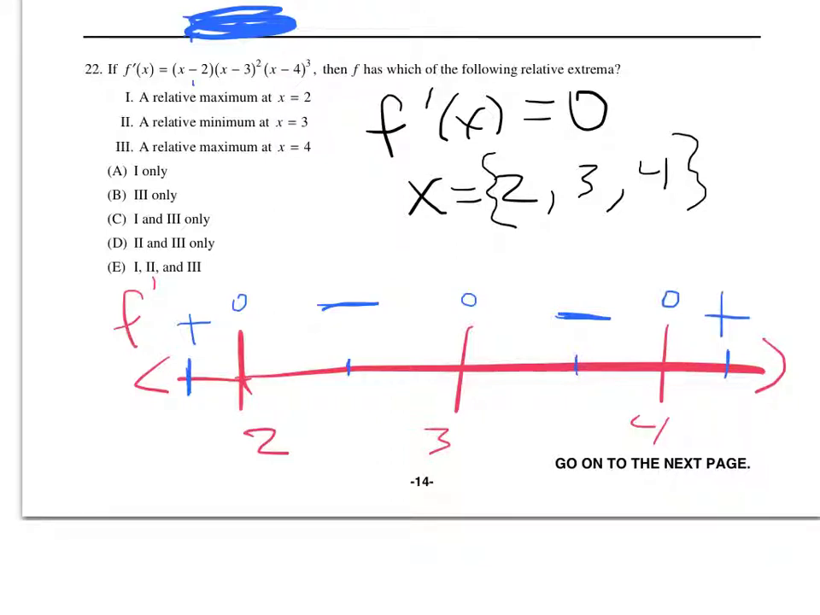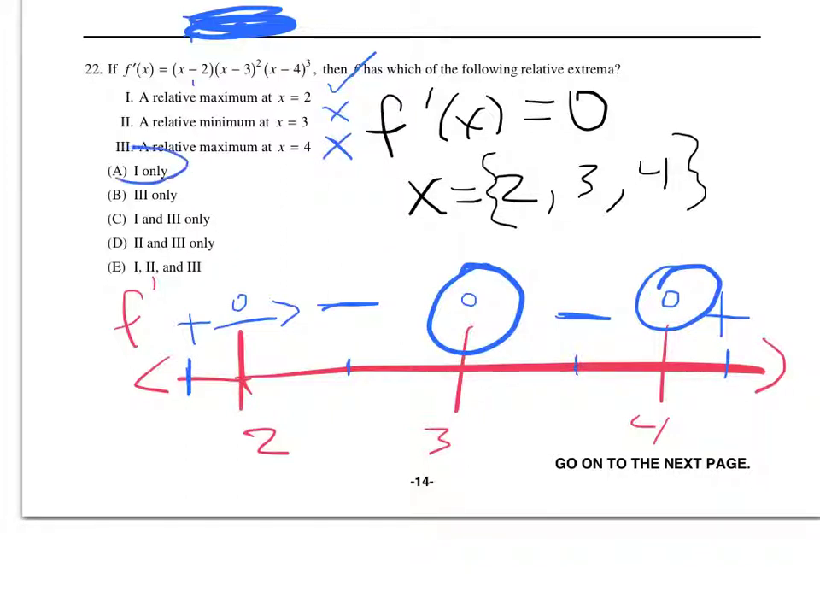So when I'm looking at what's going on here, relative max at 2, that's correct because I'm going from positive to negative. Relative min at 3, there's nothing going on here at 3, so that is no. And then a relative max at 4, again, we actually have a min here, so that's also a no. So your answer should be A, 1 only.